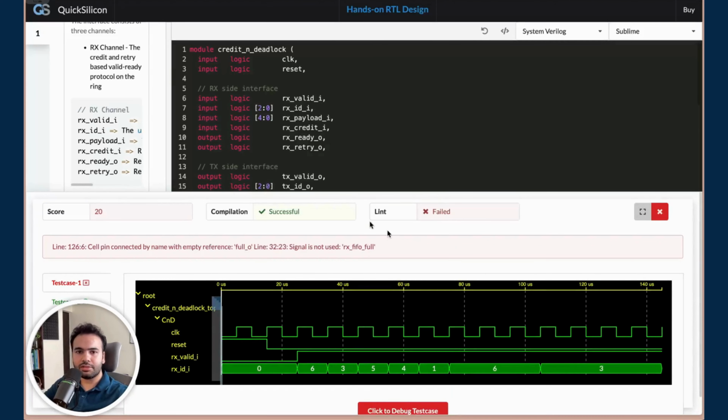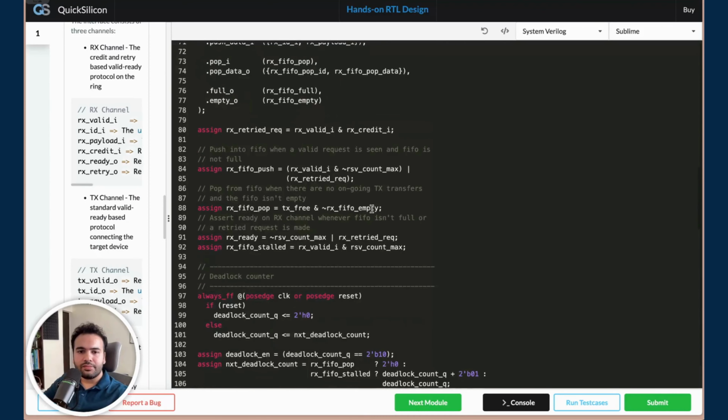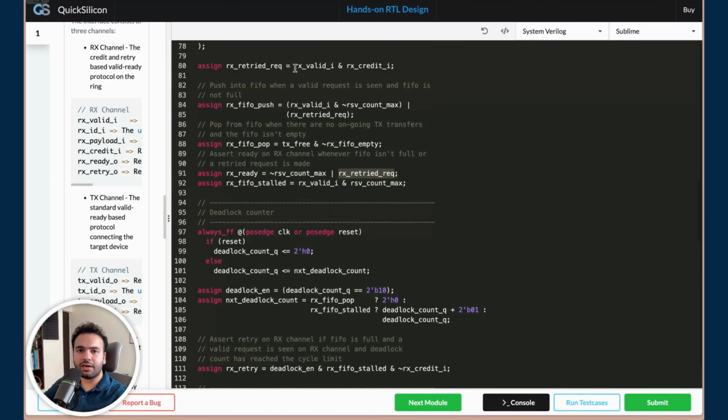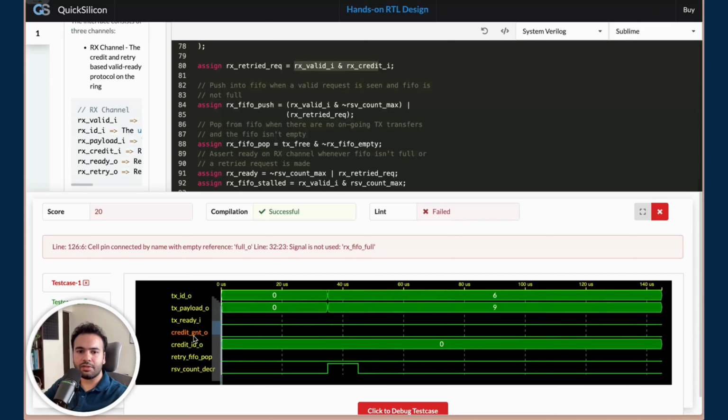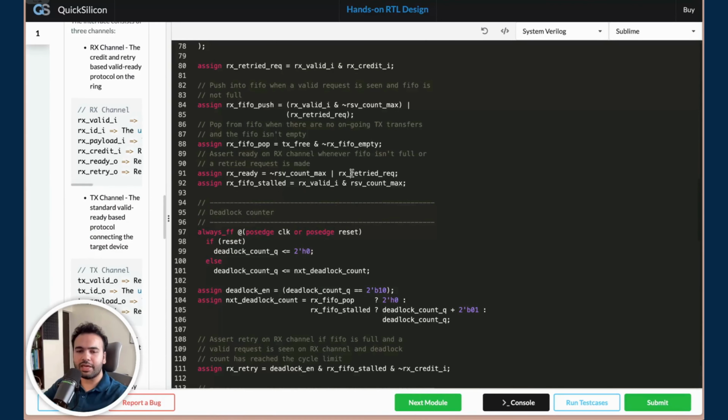So let me close this as well. Yes, the first thing is ready. The ready is driven using some counter value where it says that if the count max is not seen, then keep the ready asserted, or if it's a retried request. And the retried request is dependent on a valid with a credit. If we take a look at the waveforms, we do not see the credit signal getting asserted anywhere. So this means that this particular thing will not get asserted.